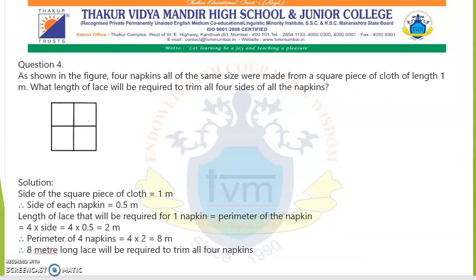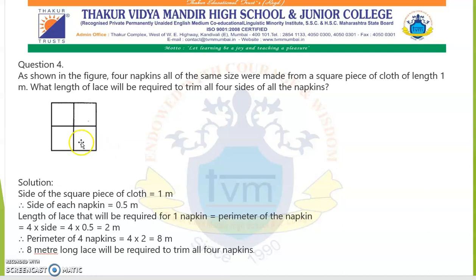Now see, as shown in the figure, 4 napkins, all of the same size, were made from a square piece of cloth of length 1 meter. This is a square piece of cloth. The length is given 1 meter, 1 meter, 1 meter, 1 meter. What is the length of the lace required to trim all 4 sides of the napkin? They are asking what is the length of the lace required to trim.